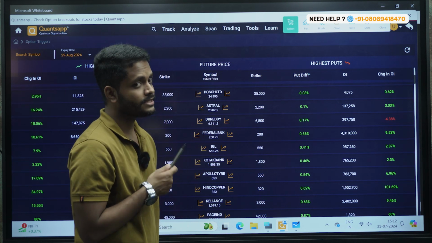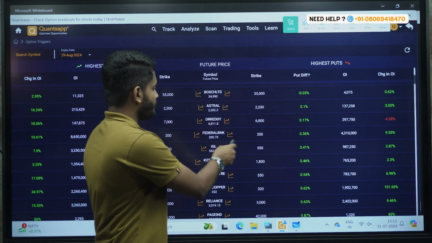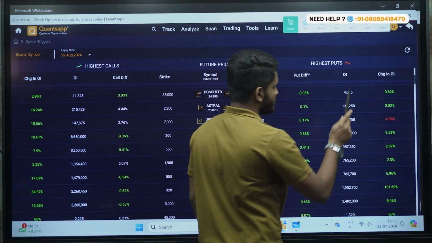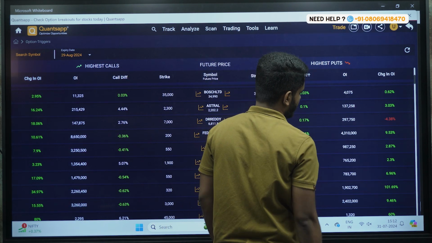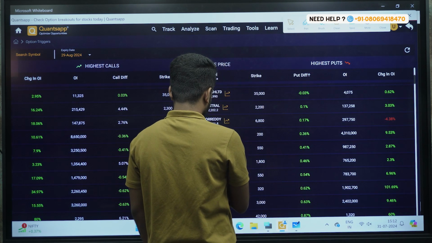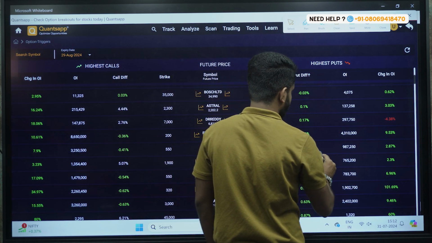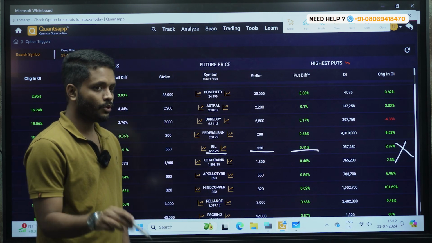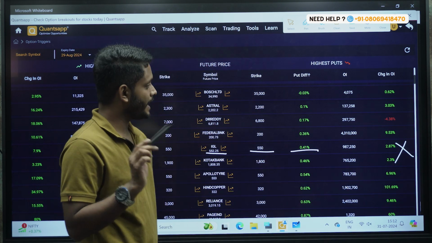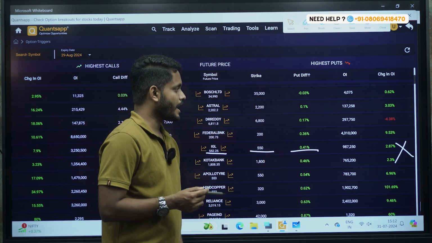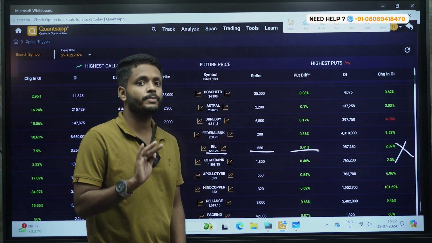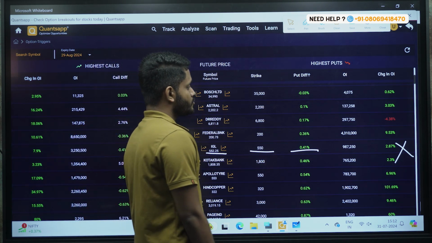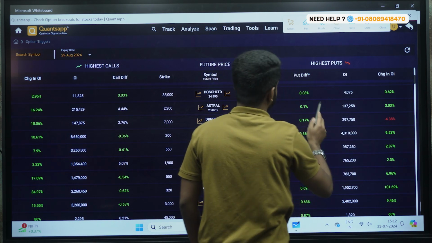Now how would I know whether this 550 support is going to break or not, whether this support is getting stronger or getting weaker? Again, the game changer is change in OI. Now for IGL at 552, support 550, this is fulfilling my condition. Change in OI is not yet negative. That means put writers are confident that 550 is not going to break on the downside. That means IGL can trade above 550.